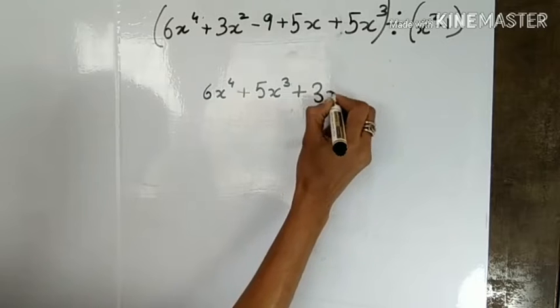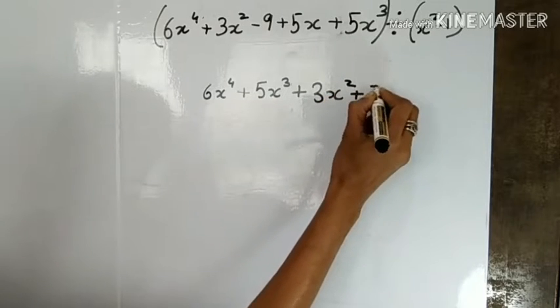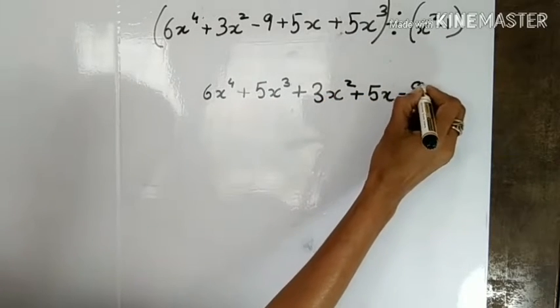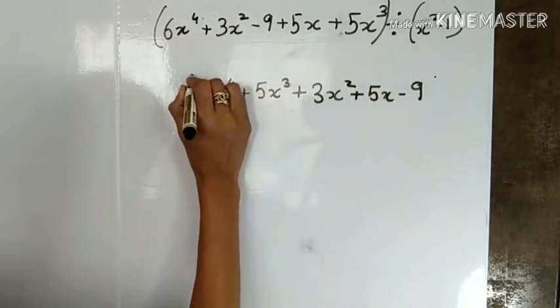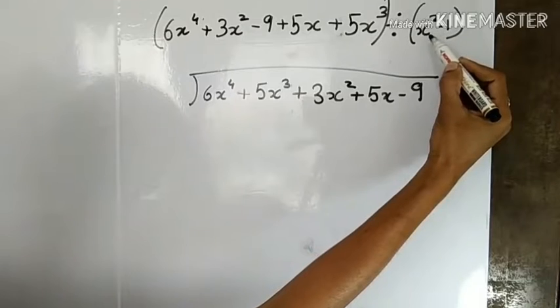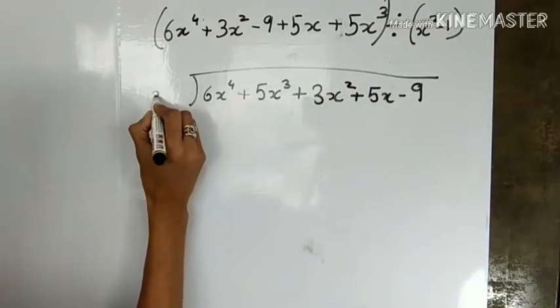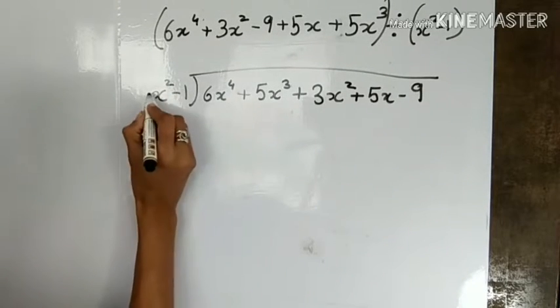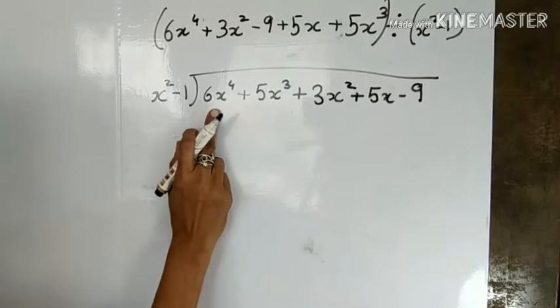Then it's 3x square plus 5x minus 9. This you divide with, in the descending order of the indices, my divisor x square minus 1. Let's take the first term.